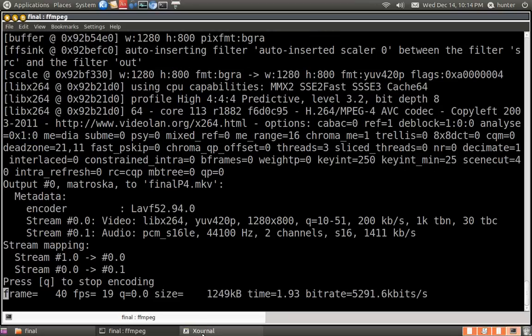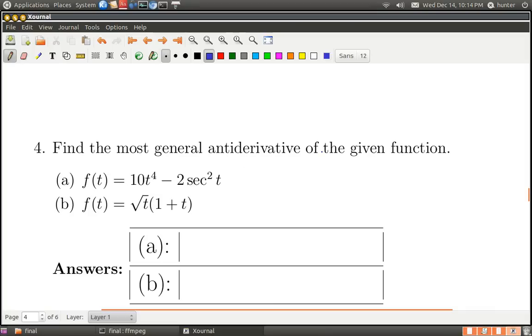Great, already up to problem 4. These are going really fast. Alright, so it's an antiderivative question. We just did a lot of these, right? I'm just going to assume that you basically know what to do.